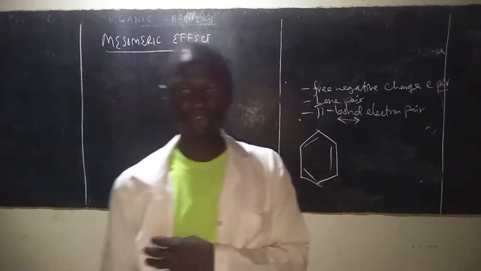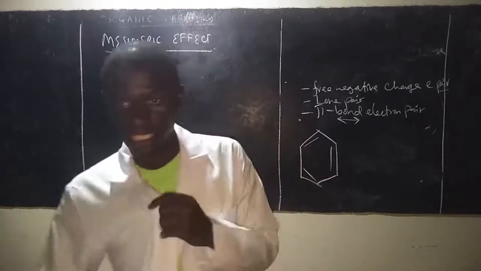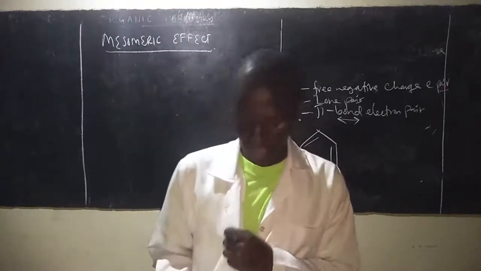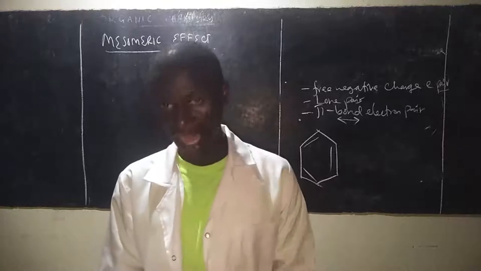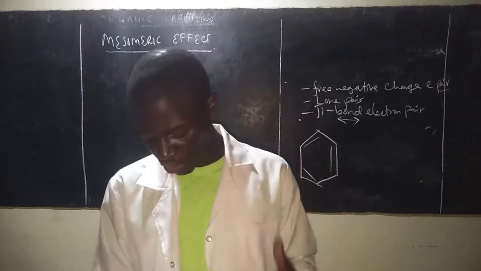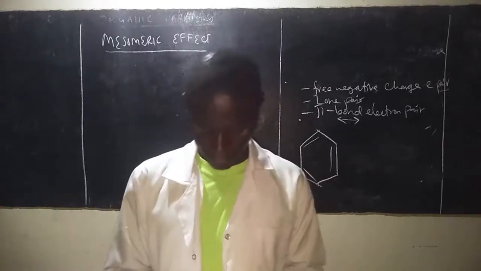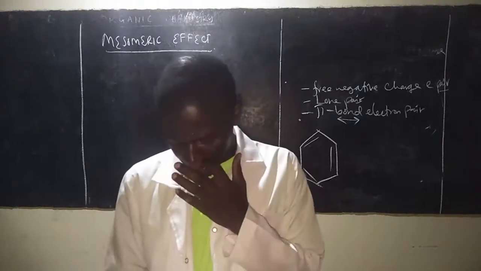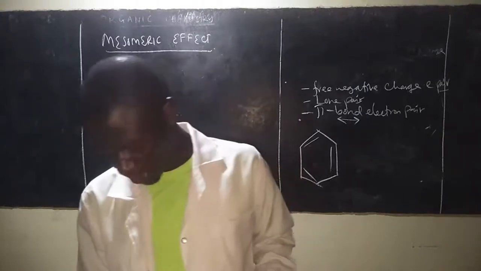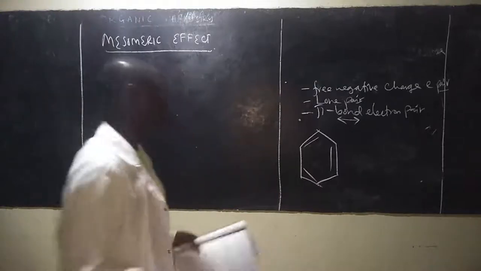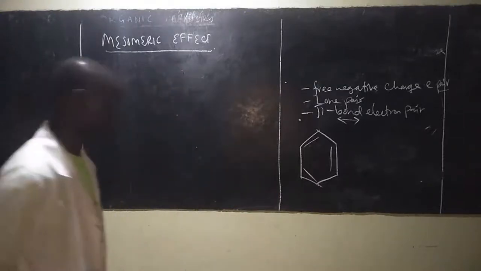Now these questions always come directly at the exam. So point number one, our condition number one, the molecule or compound must be conjugated. Na tunaposema conjugated ni kwamba lazima iwe ina pi bond in alternating positions.